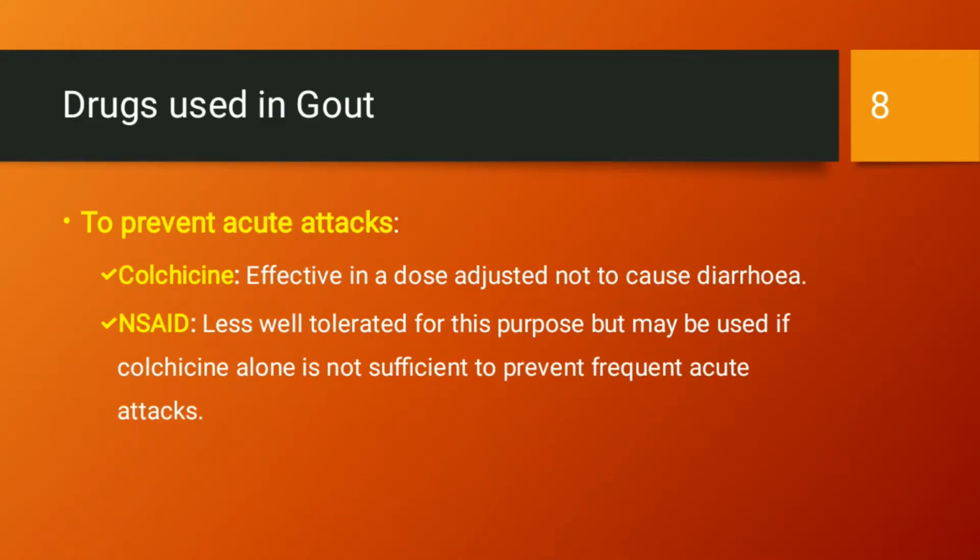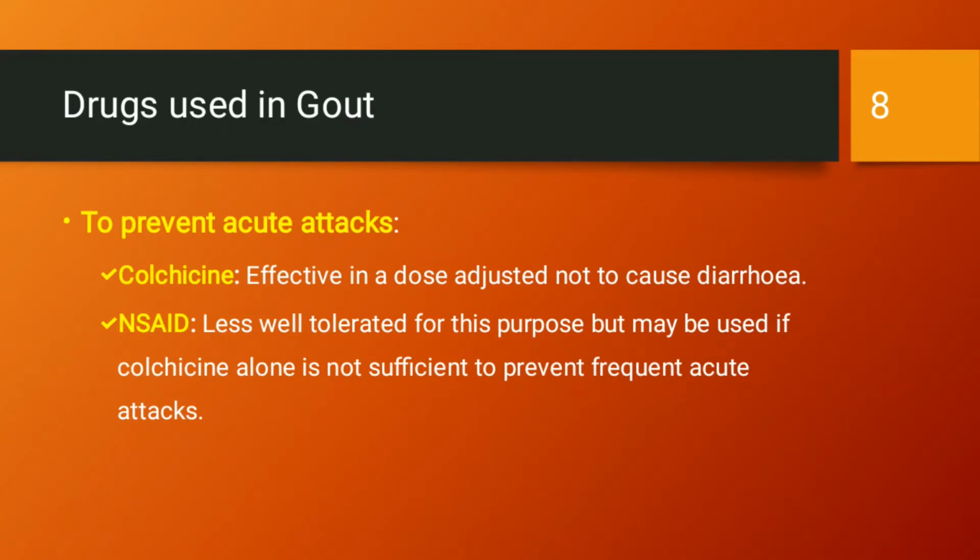Okay, so the next category of drugs is to prevent acute attacks of gout. In that, again the same two drugs, colchicine and NSAIDs, are to be used. Colchicine is effective in a dose adjusted not to cause diarrhea. The NSAIDs are less well tolerated for this particular purpose, but may be used if colchicine alone is not sufficient to prevent frequent acute attacks.